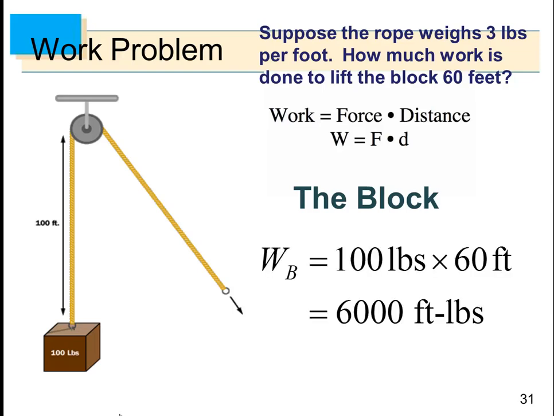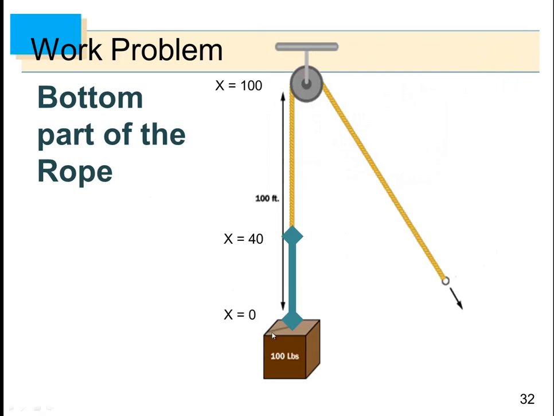And then for the next part, we're going to have the bottom portion of the rope. I'm letting x equals 0, my origin, be right here where the rope meets the block. So from 0 to 40 here, this portion of the rope will move 60 feet. As a group, as a chunk of rope, it all moves 60 feet. So for that 40 feet of rope, we can just basically do force times distance.